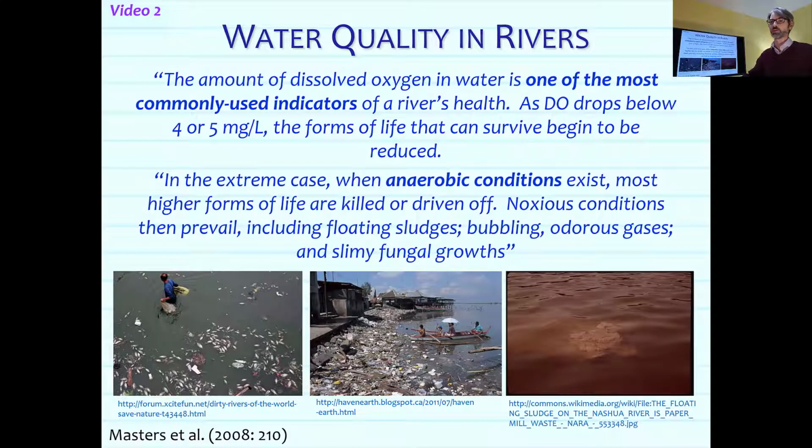The amount of dissolved oxygen in water is one of the most commonly used indicators of a river's health. As the DO, dissolved oxygen, drops below 4 or 5 milligrams per liter, the forms of life that can survive begin to be reduced. In the extreme case, when anaerobic conditions exist, most higher forms of life are killed or driven off. Noxious conditions then prevail, including floating sludges, bubbling odorous gases, and slimy fungal growths.